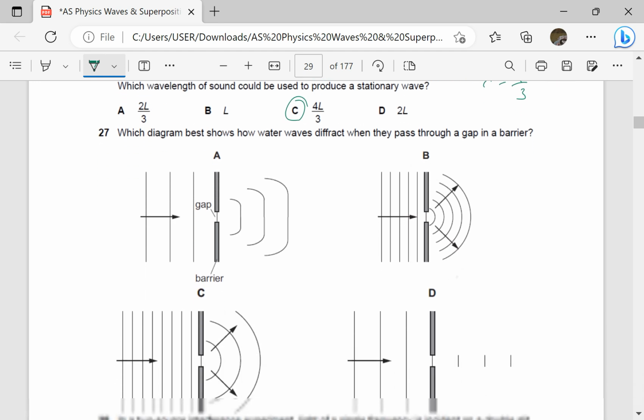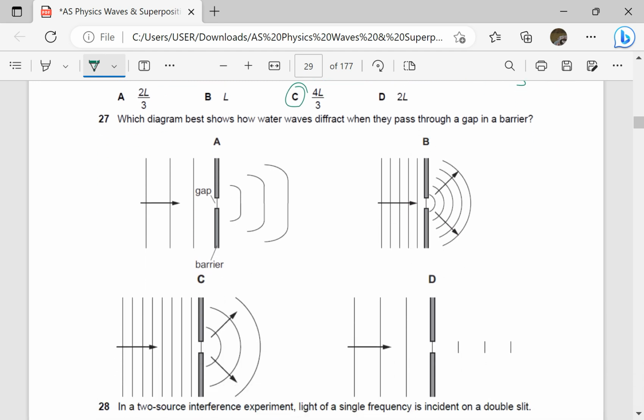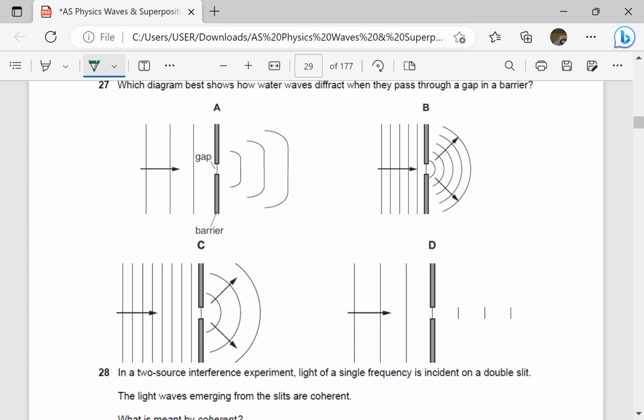Which diagram best shows how water waves diffract when they pass through a gap in a barrier? Remember, the wavelength does not change. So look at the estimated wavelength. And diffraction is maximum when the wavelength is approximately the same as the size of the gap.